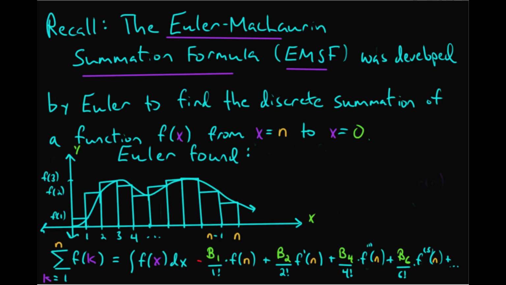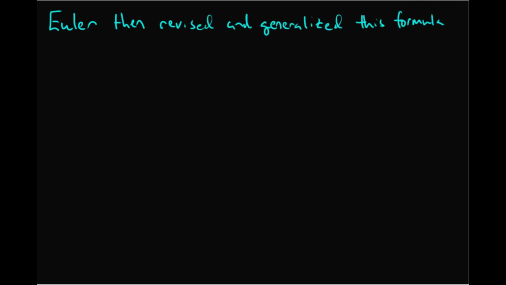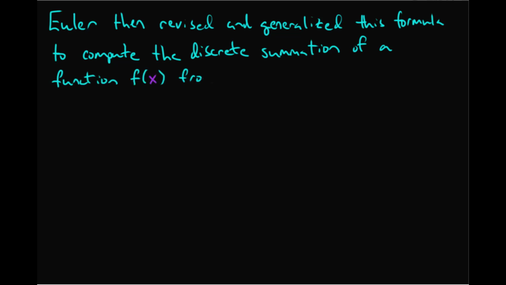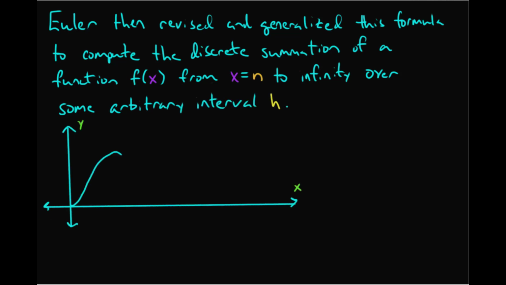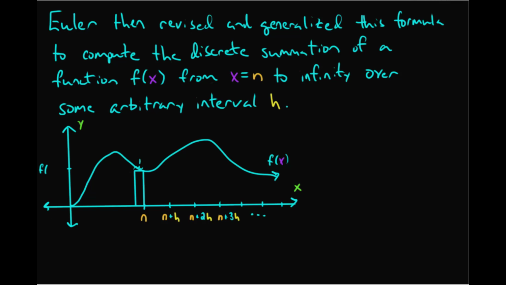But even without an error term, Euler was able to revise and generalize this formula to compute the discrete summation of a function f of x from x equals n to infinity over some arbitrary interval. And I have a separate video on my channel where I show how Euler did that. Graphically, what that means is that if we have some function f of x and we want to sum its values on x equals n, and then on x equals n plus h, and then x equals n plus 2h, and so on up to infinity, we're summing the areas of these rectangles.